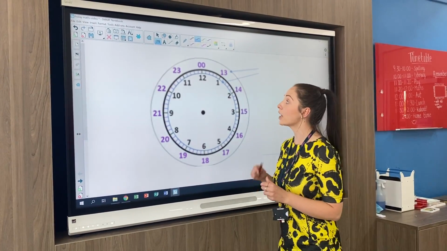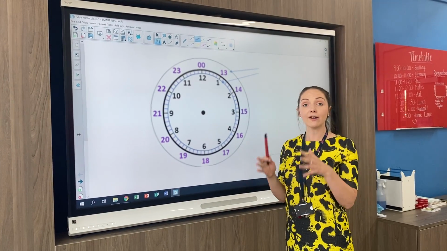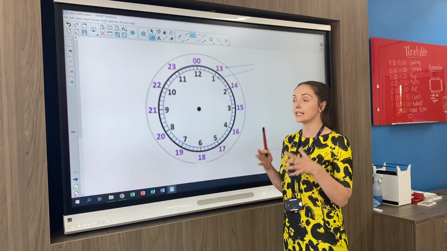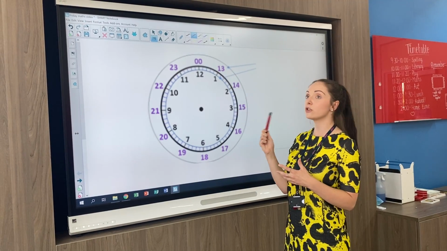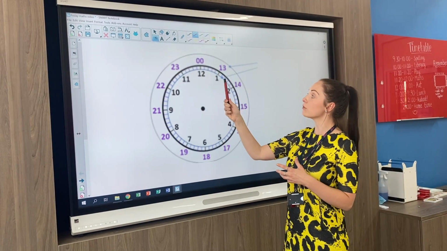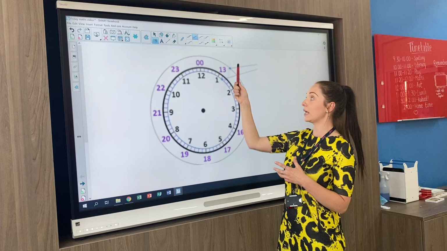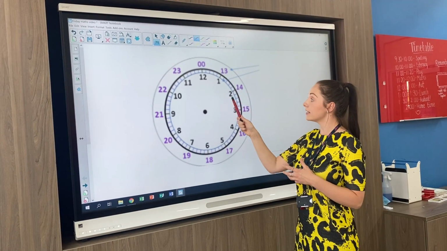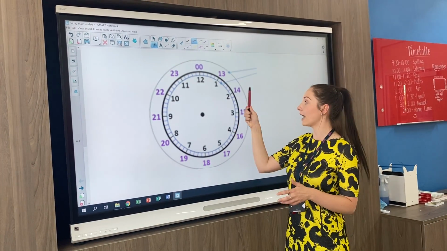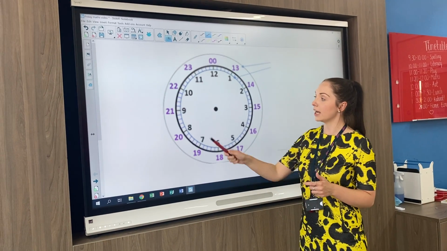So in the afternoon then, so after lunchtime, after 12 midday, we change in the 24-hour clock to, rather than having 1 in the afternoon, we have 13. Instead of 2 in the afternoon, we have 14, and so on. And it goes round like that.